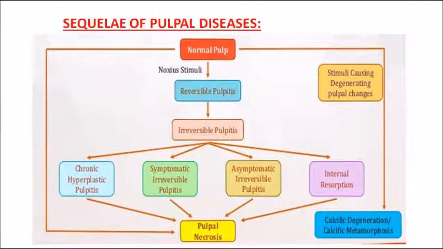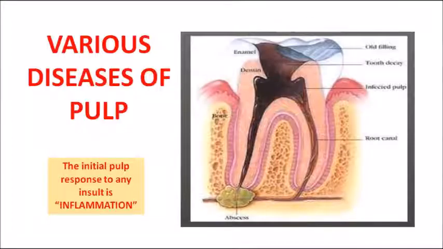So normal pulp can go into reversible pulpitis, which goes into irreversible pulpitis and pulpal necrosis. Normal pulp can directly go to pulpal necrosis, and normal pulp can go into the calcific metamorphosis stage. Now let's see the various diseases of the pulp in detail, keeping the MCQ point of view in consideration.